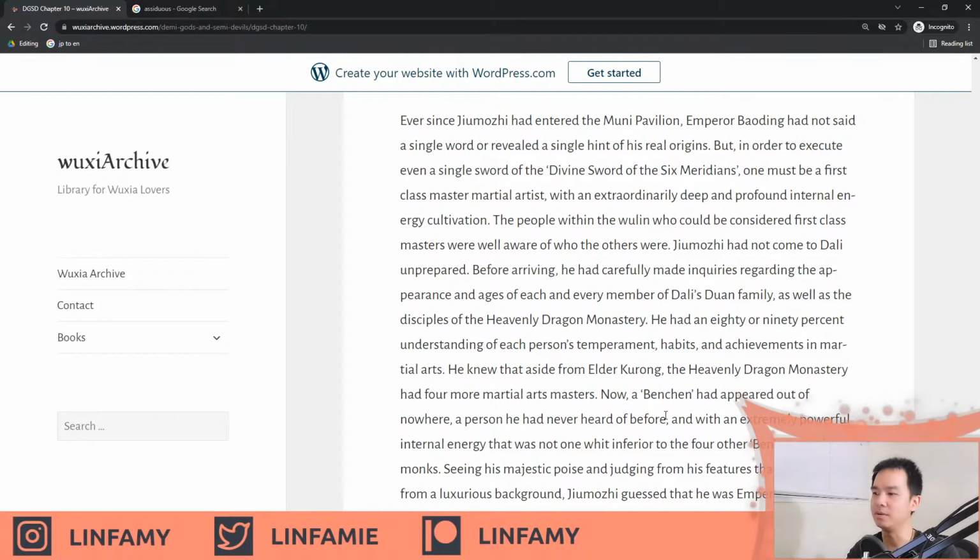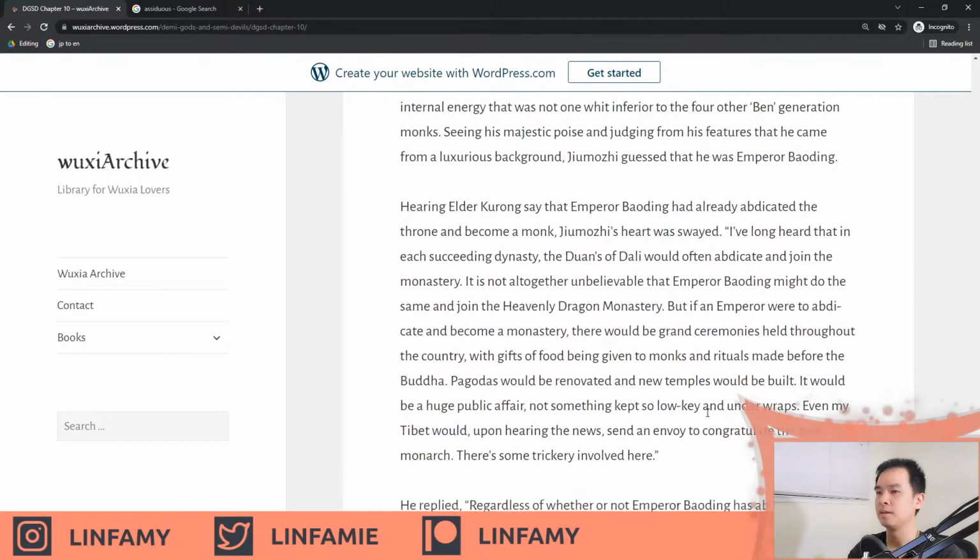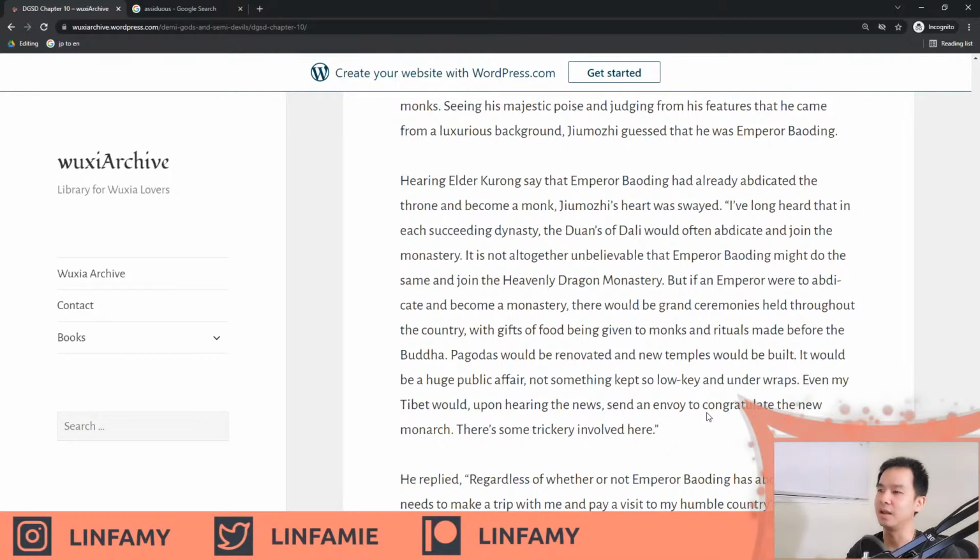Now a Bun Chun had appeared out of nowhere, a person he had never heard of before, with an extremely powerful internal energy not one whit inferior to the 4 other Bun generation monks. Seeing his majestic poise and judging from his features that he came from a luxurious background, Jiumozu guessed that he was Emperor Baoding. Hearing Elder Kurong say that Emperor Baoding had already abdicated the throne and become a monk, Jiumozu's heart was swayed.